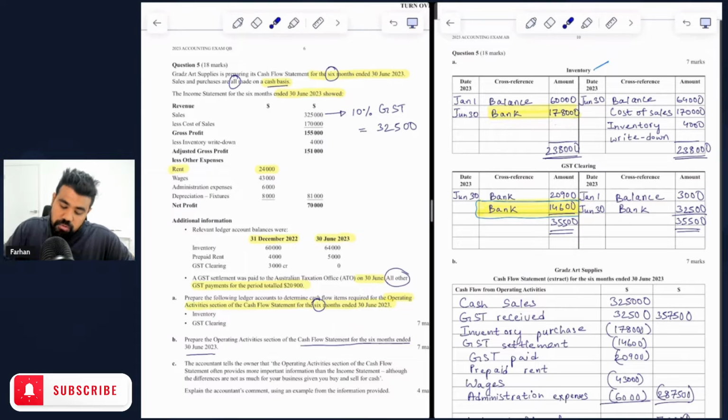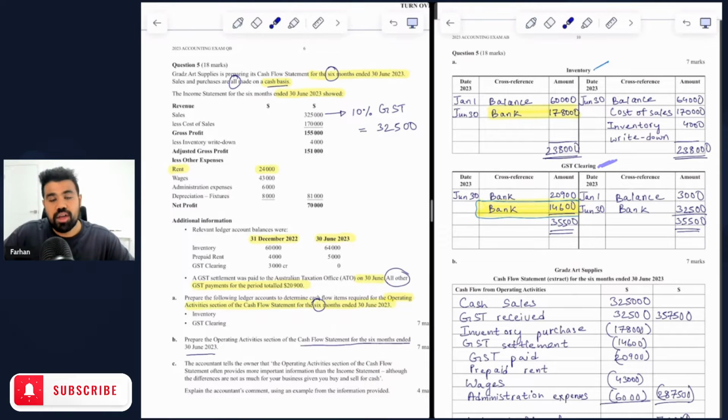So once you find the missing figure, which is $178,000, this refers to the inventory that we have purchased by paying $170,000 in cash, and that is for the period ending June 30, 2023. So the first ledger account is now taken care of. Now let's look into the second ledger account for GST clearing.